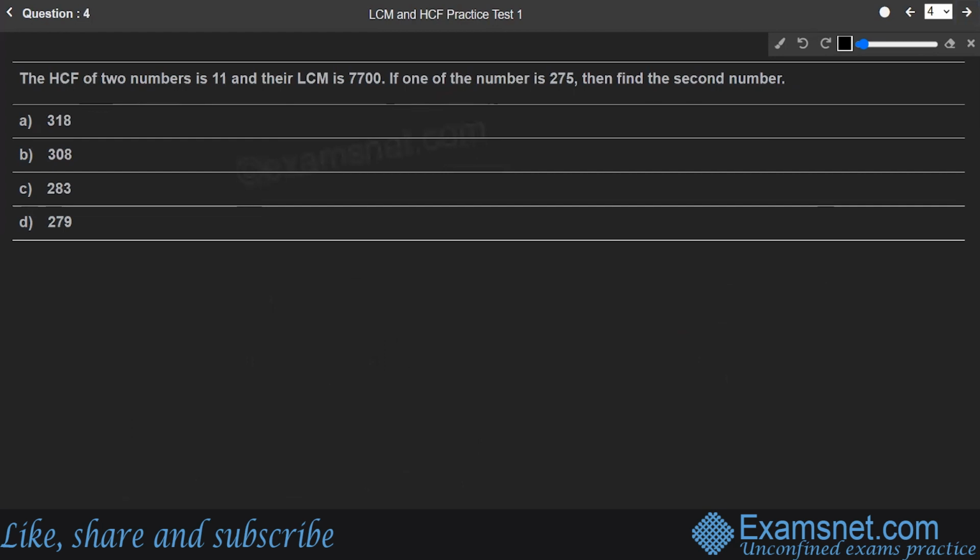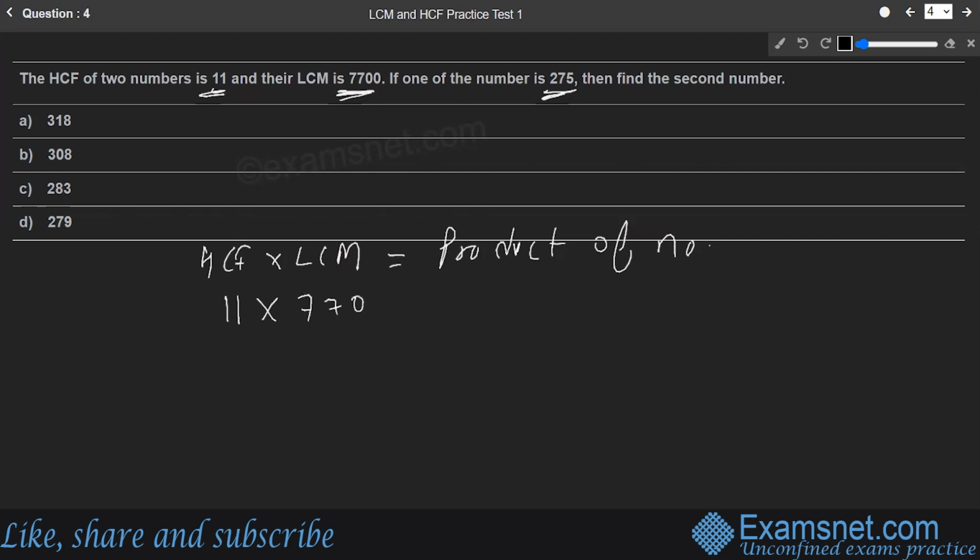Okay, the HCF of two numbers is 11 and their LCM is 7700. If one number is 275, find the second number. So there is a formula. The formula says HCF into LCM of any two numbers is equal to the product of these numbers. So we have all the three things, so we can find it quickly. HCF is 11, LCM is 7700, is equal to the product of these numbers. The first number is 275. Let's say our second number is x.